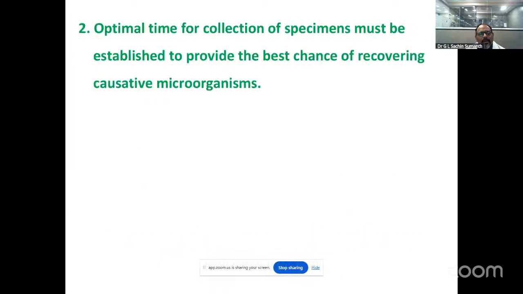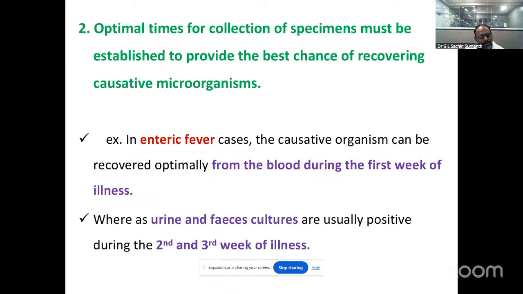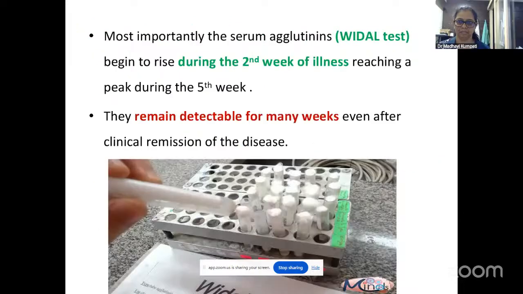On the other hand, the optimal time for collection of specimens must be established to provide the best chance of recovering the causative microorganisms. For example, in enteric fever cases, the causative organism can be recovered optimally from the blood during the first week of illness, and from urine and feces in the second and third week of illness. And when it comes to the Vidal test, which is widely used, the antibodies will rise only in the second week of illness. If you try the Vidal test in the first week of illness, definitely it comes out negative and will miss the diagnosis. And these agglutinins will remain detectable for many weeks even after the clinical remission of the disease.